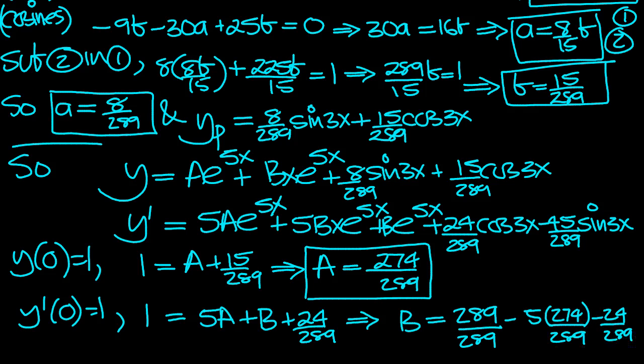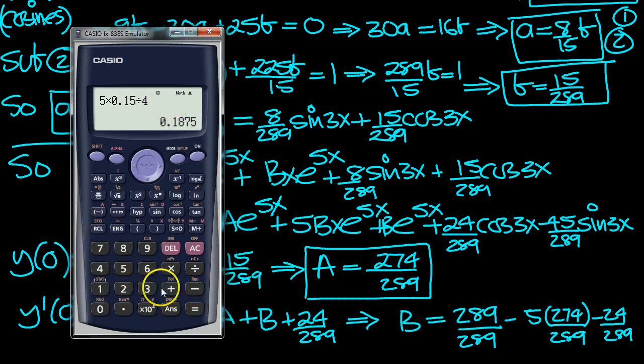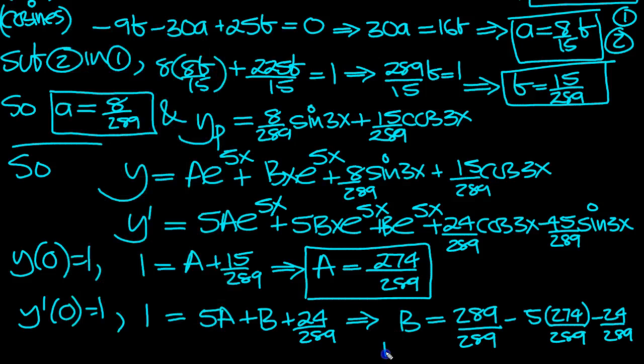And I'm going to need my calculator for that. So let's just pop the calculator up here. It's 289 over 289, so fractions. I'll use a bracket. So it's 289 on top, take away 5 times 274, 274 minus 24, close bracket, all divided by 289, equals minus 65 over 17. So B equals then minus 65 over 17.